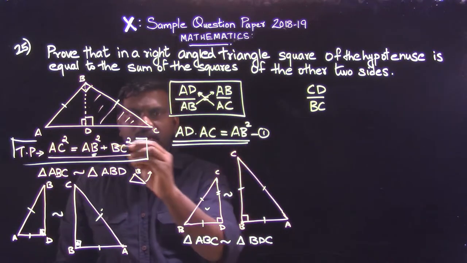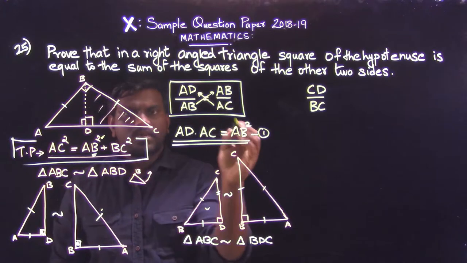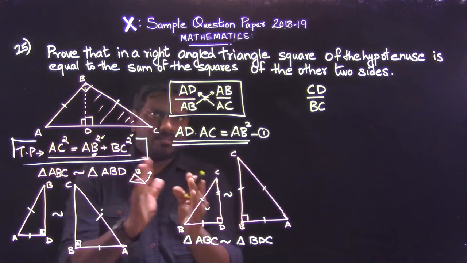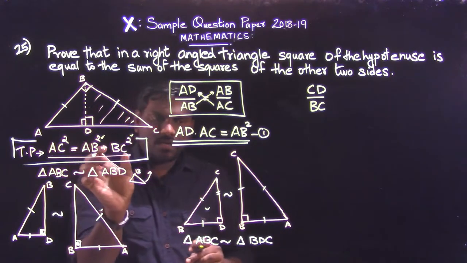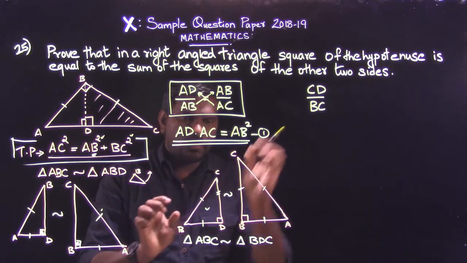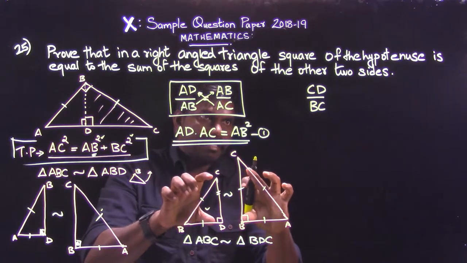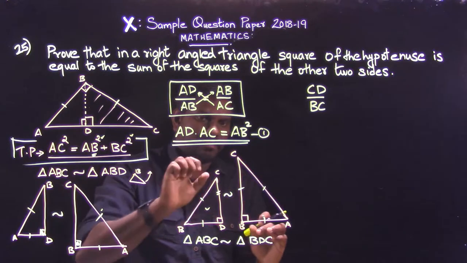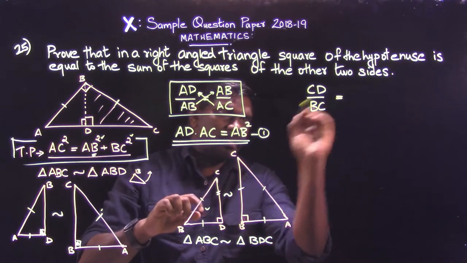Now it's time that AB I got from this one. Now it's time for me to get BC here. Think a bit logically. So here I want AB, it's done. BC is what I'm looking for. So I compared BC with what? This particular side. So DC. That is equal to, again, a square is there.